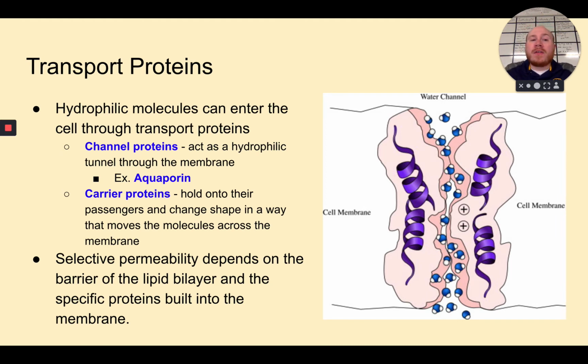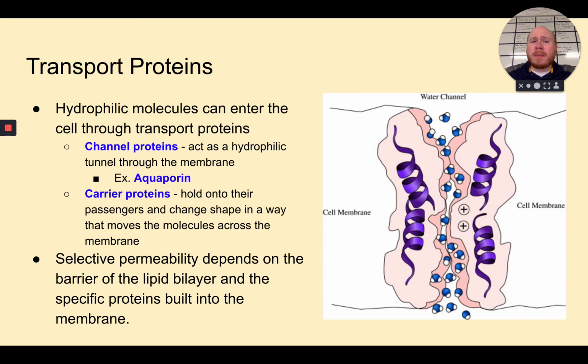The other one is called a carrier protein, and they hold on to their passengers and change shape in a way that moves the molecules across the membrane. And depending on what kind of transport you're doing, it could require energy or not. Today we're looking at passive transport, so this video will only cover non-energy required transport.